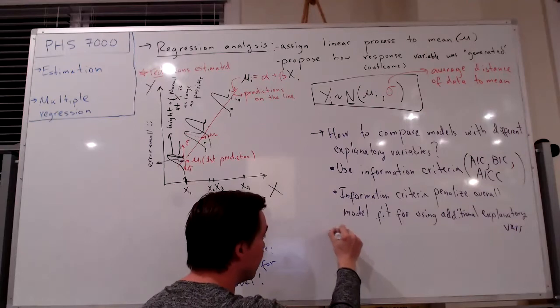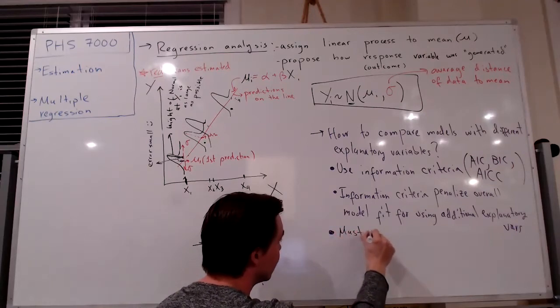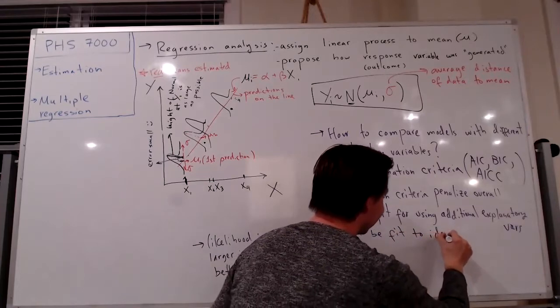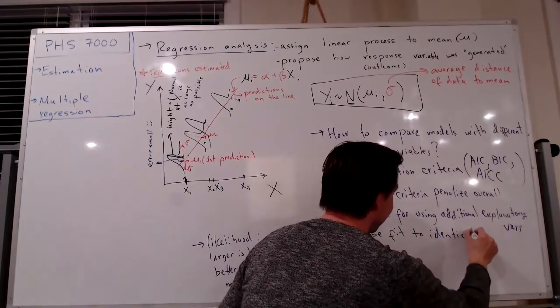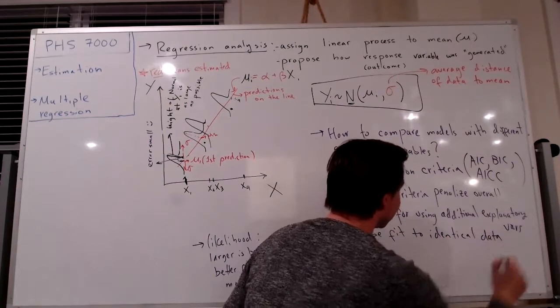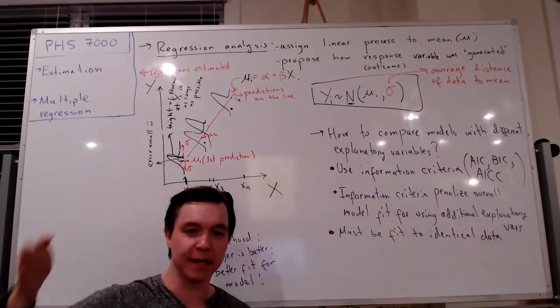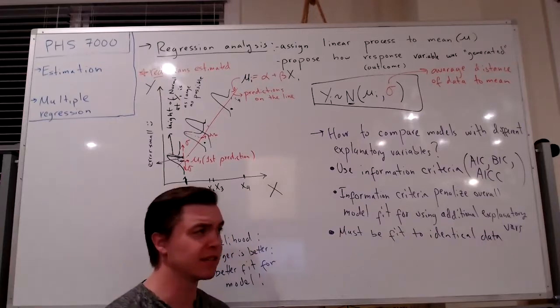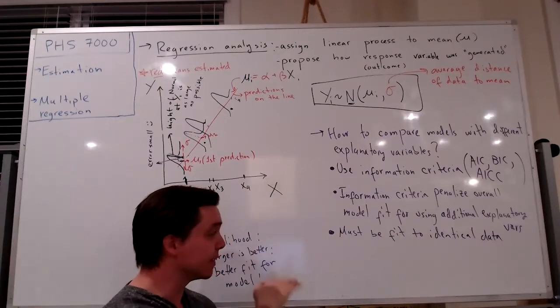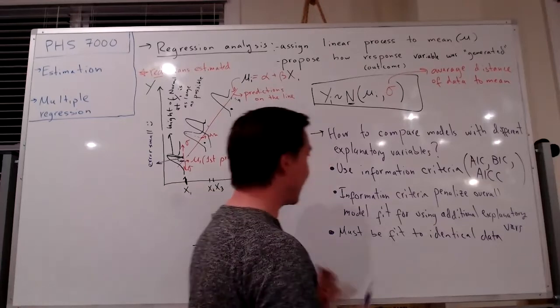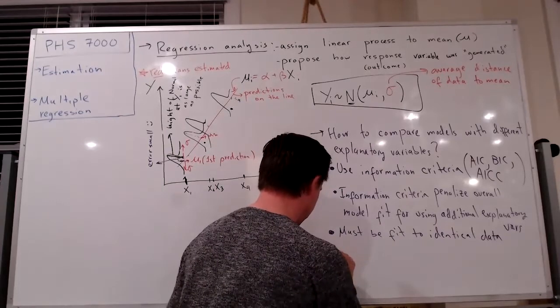The models must be fit to identical data. So you have to watch out for missing data, right? If you are trying to pick some explanatory variables and some of the explanatory variables have one observation missing, you're no longer comparing different models fit to the same data. And I will just make a recommendation.